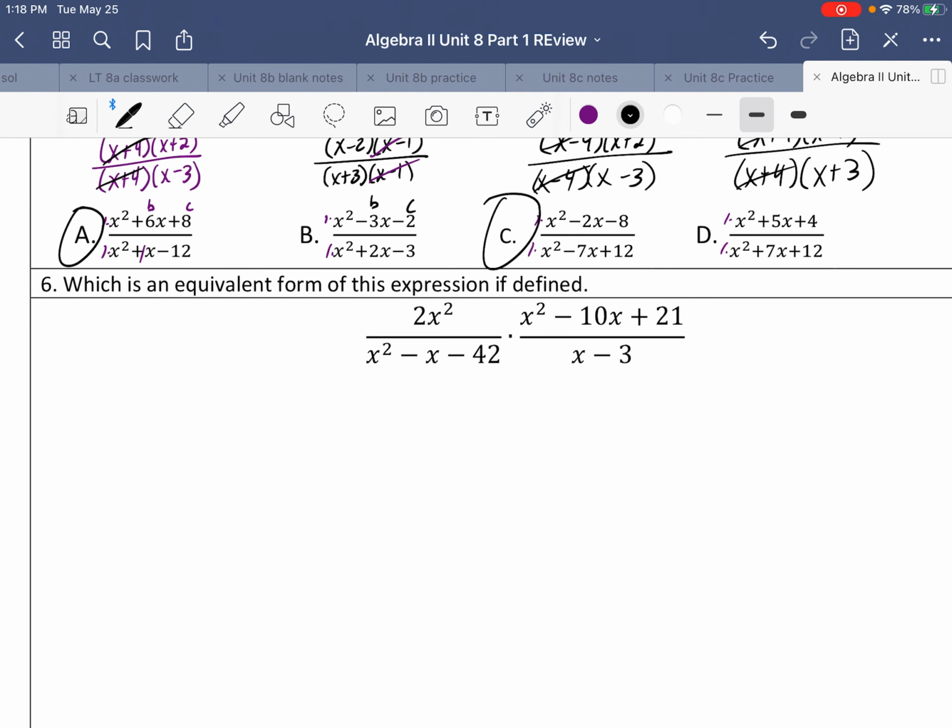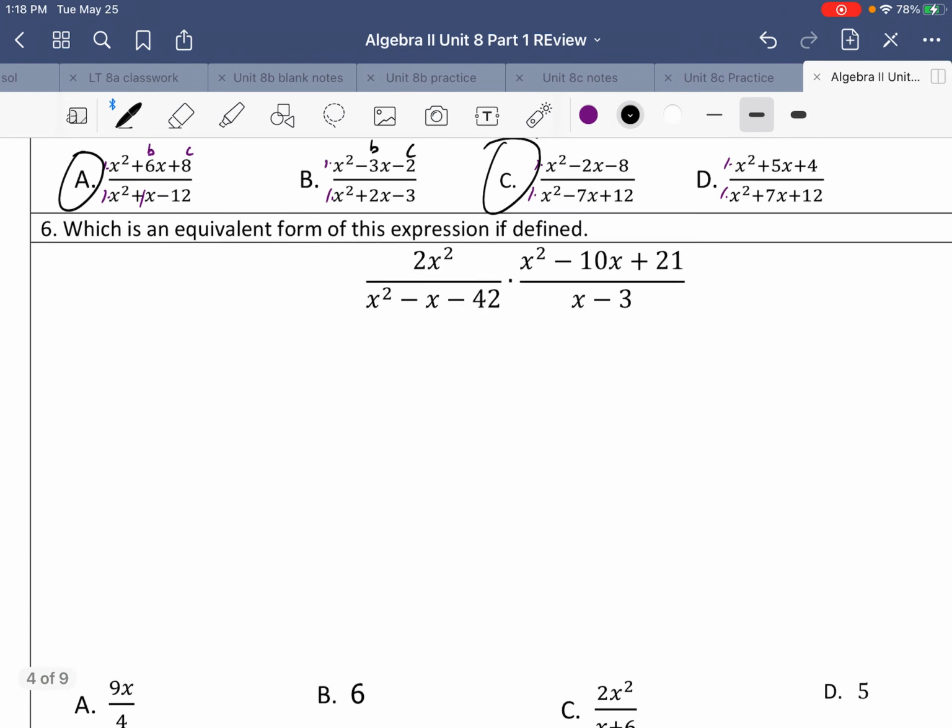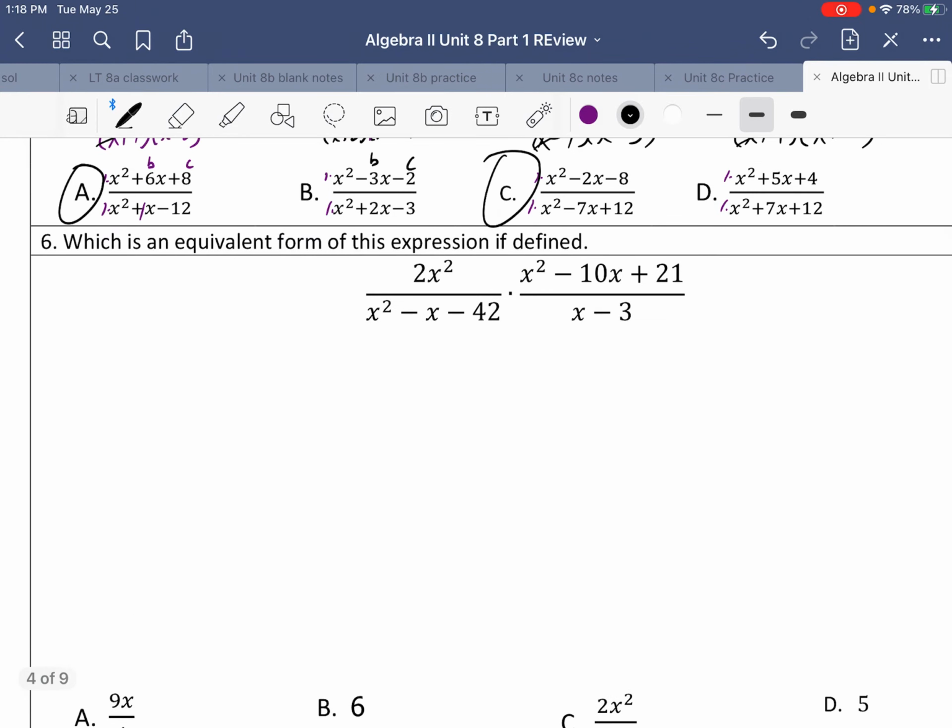And number 6, all right, we are factoring. Factor the numerators. The first numerator is a monomial. There's nothing to factor there. You could break it up into 2 times x times x, but it's not going to be helpful. Denominator, A is 1, B is -1, C is -42. Two numbers multiply to C that add up to B.